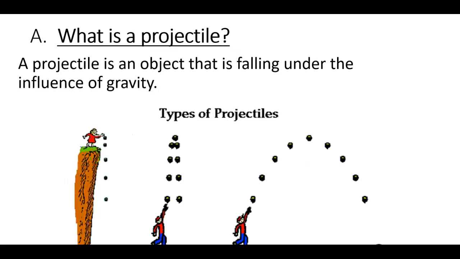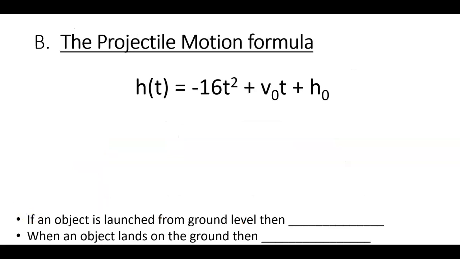So what is a projectile? A projectile is an object falling under the influence of gravity. So in the first picture here, we have somebody who's just dropping something. That's considered a projectile. Someone throwing something straight up, or throwing it outward a little bit. The last one shows that you can kind of see a parabola going on there. But technically, the other two can be modeled with quadratics and parabolas also.